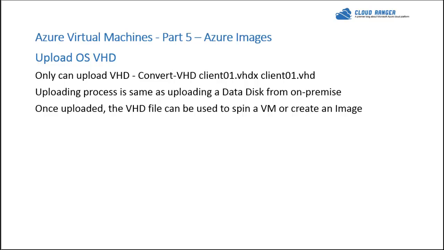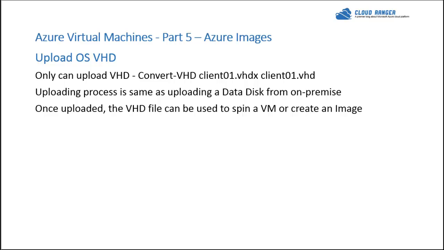So you cannot upload a VHDX. This is similar to the data VHDs that we talked about. So it has to be a VHD, and I'll tell you how you go about that process. And the process of uploading a data disk from on-premise to the cloud and an OS VHD from on-premise to the cloud is the same. We are going to use the same script.